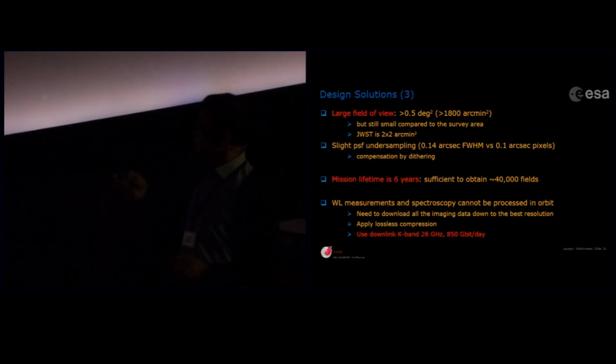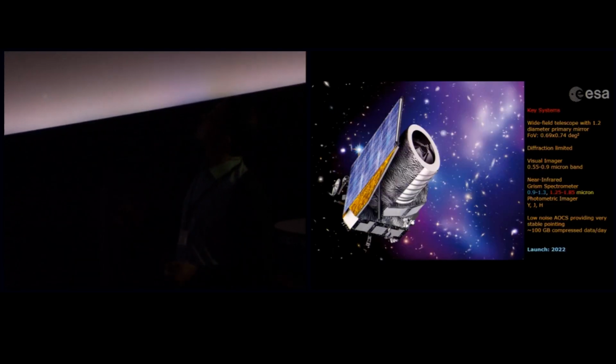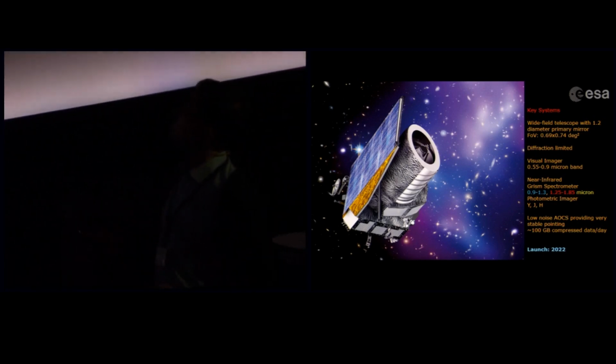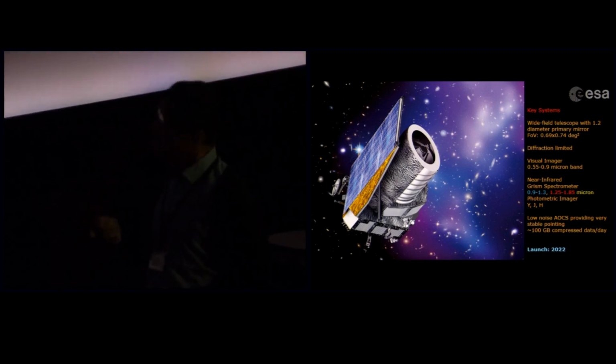So this is the implementation basically of the satellite. We have a diffraction limited telescope with a visual imager, in the visual, and we have a near infrared prism spectrometer operating in these wavelengths, and also imaging in the YJ-H bands. From a technical point of view, we have a very complicated attitude and orbit control system, which can give a very stable pointing of a few milliarc seconds.